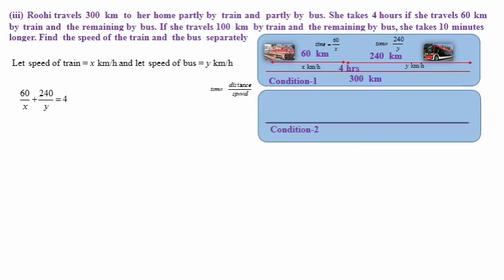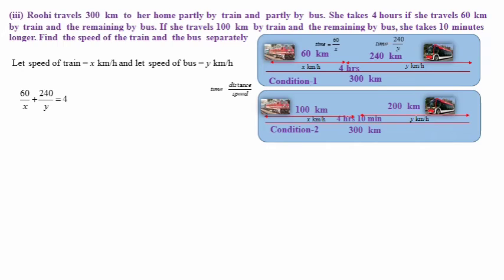Move on to the second condition. Here also she traveled 300 km, but there is a difference. She travels 100 km by train. The balance she travels by bus, that is 300 minus 100, which is 200. As before, the speed of the train is x km/h and the speed of the bus is y km/h.